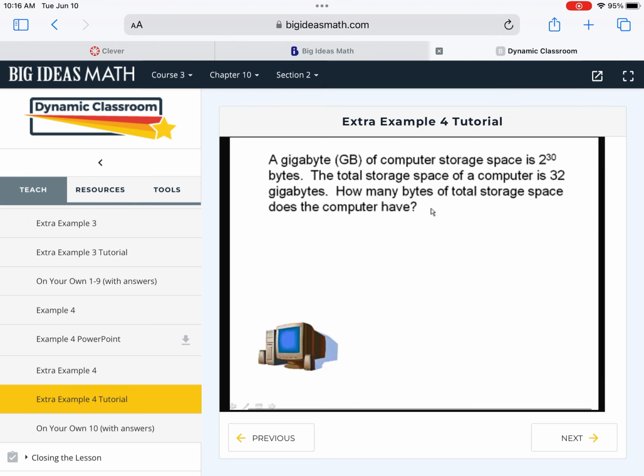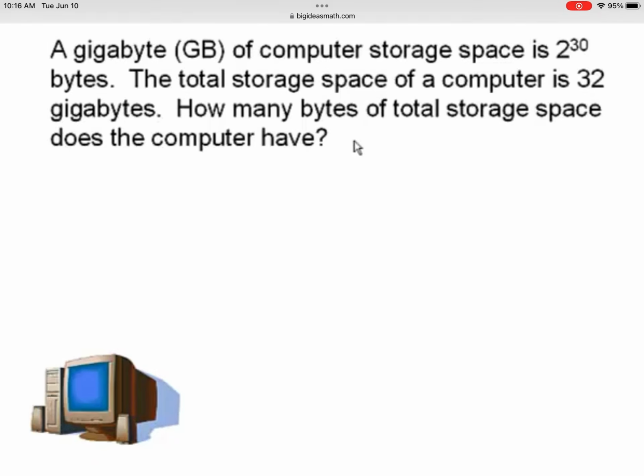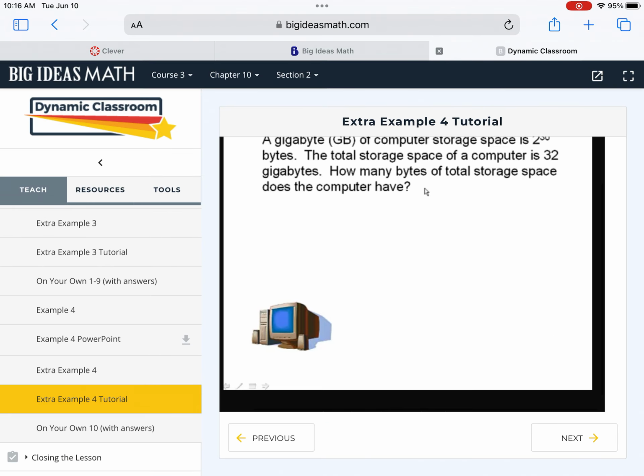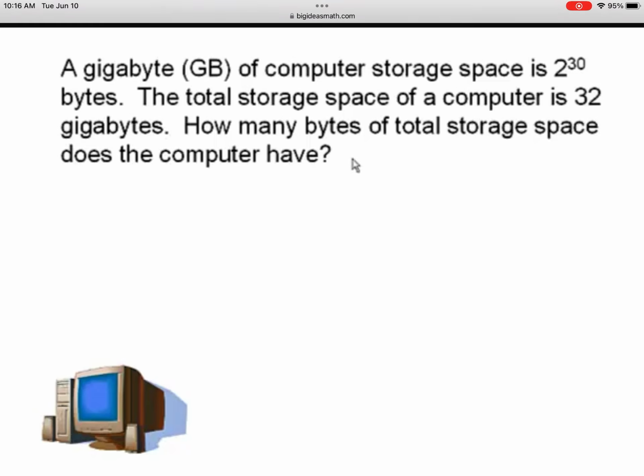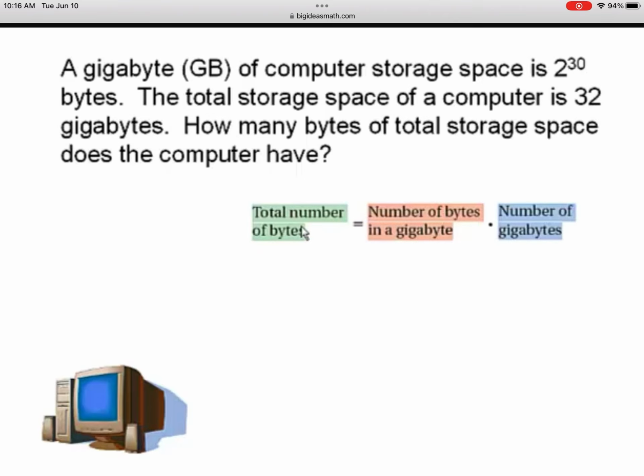A gigabyte of computer storage space is 2 to the 30th bytes. The total storage space of a computer is 32 gigabytes. How many bytes of total storage space does the computer have? We can use a model to solve the problem. The total number of bytes equals the number of bytes in a gigabyte times the number of gigabytes of total storage space.